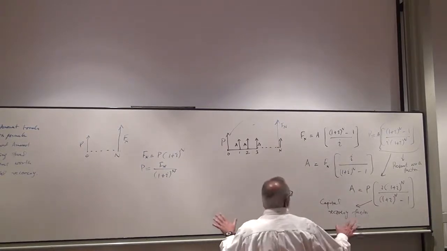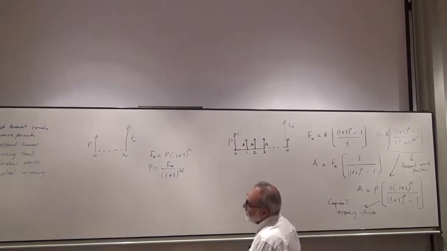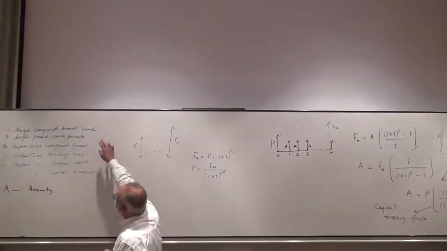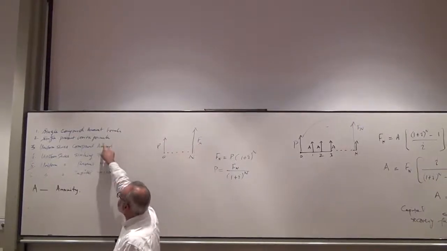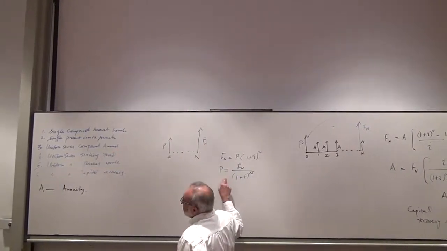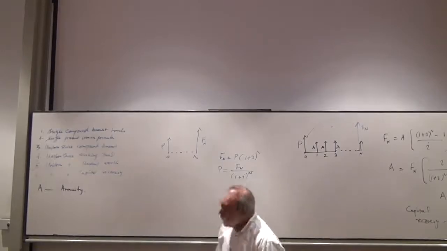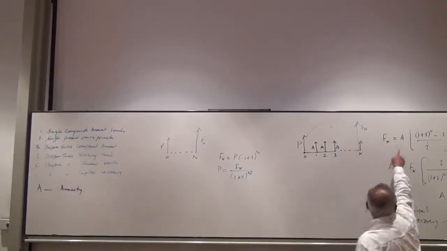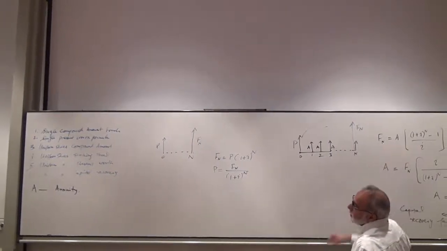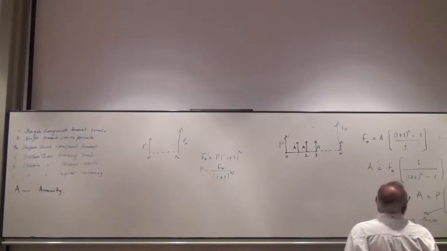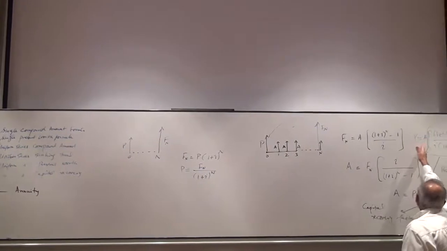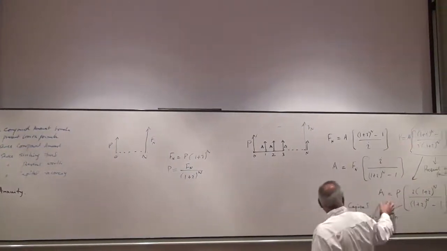Now you have all the formulas here. You have the single compound amount formula, which is this one. Single present worth formula is this one. Uniform series compound amount formula is this one. Uniform series sinking fund formula is this one, and of course this present worth formula, and this is the capital recovery factor formula.